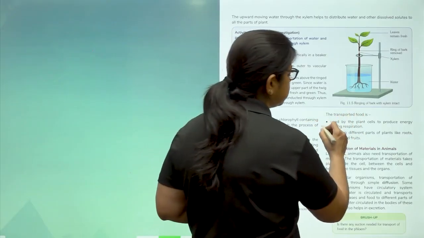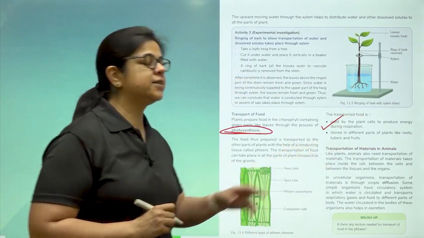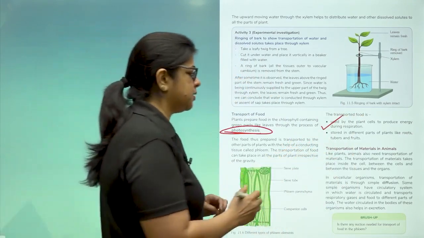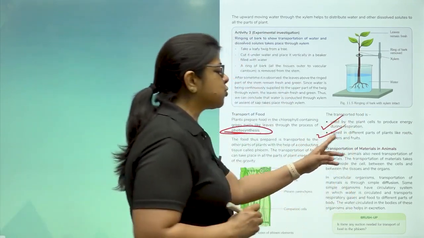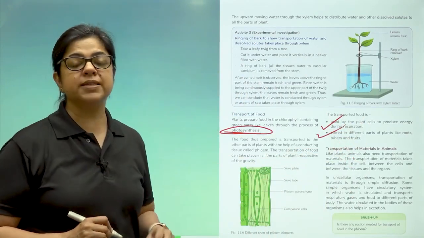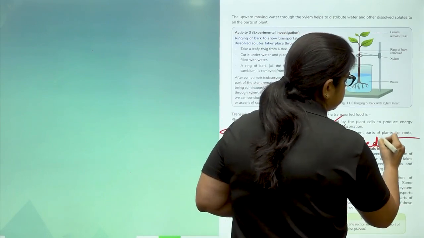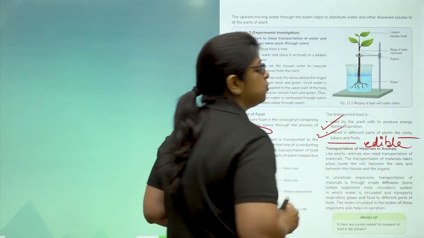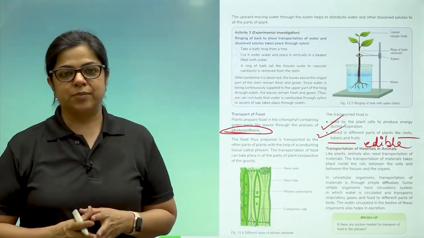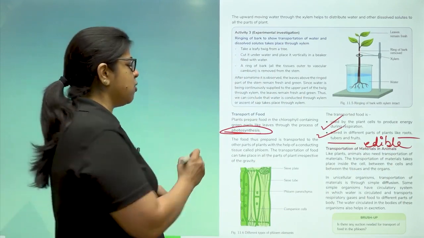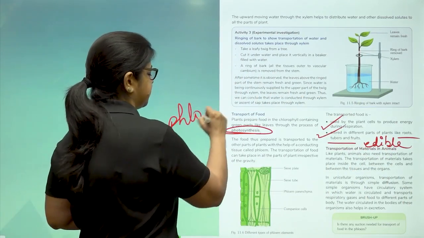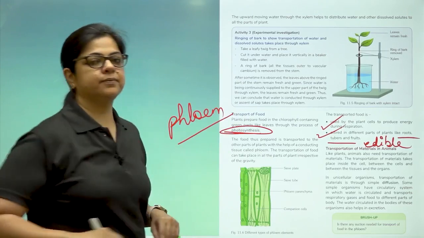Now, the transported food is used by plant cells to produce energy during respiration, and it is also stored in different parts of the plants like roots, tubers and fruits, which become edible for human beings and animals. So this transportation of food is done by phloem.